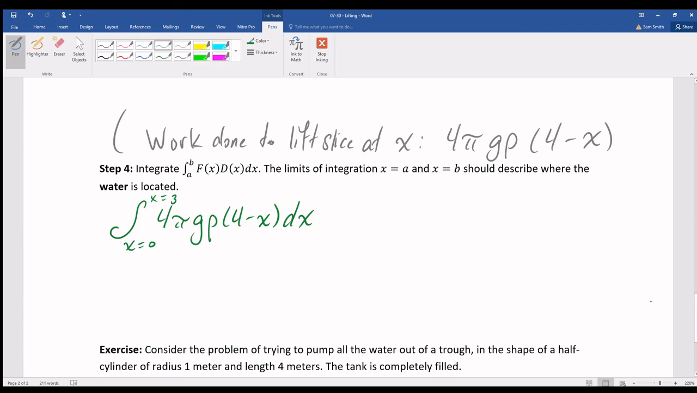And I will leave that to you as an exercise. You can do it simply by using the constant multiple rule. 4 pi g and rho are all just numbers, and so then you can integrate from 0 to 3 this expression, 4 minus x, using the standard process.